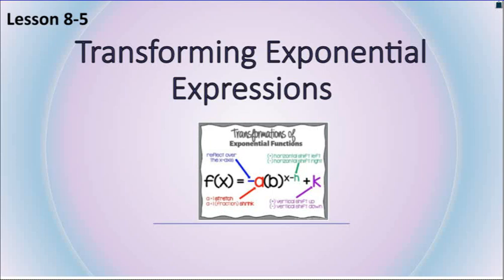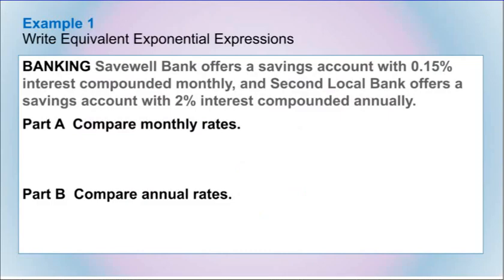Lesson 8-5, Transforming Exponential Expressions. In our problems for today, we're going to be looking at comparing interest rates, or just the growth rate of one item to another. To do this, we're going to have to use our formulas. The formula we're going to look at today is A times B times 1 plus the rate raised to the t power. That would be the standard form that we're going to be looking at.